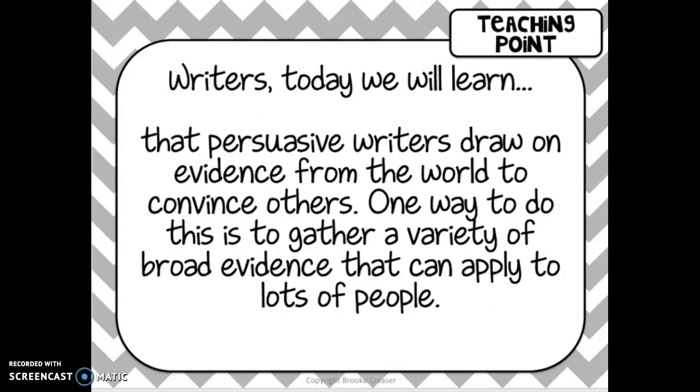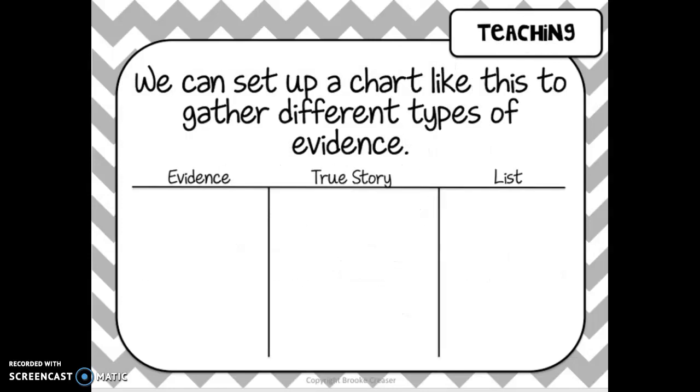Welcome back. Writers, today we will learn that persuasive writers draw on evidence from the world to convince others. One way to do this is to gather a variety of broad evidence that can apply to lots of people. We can set up a chart like this to gather different types of evidence: 3 columns, one for evidence, one for a true story, and one for lists.